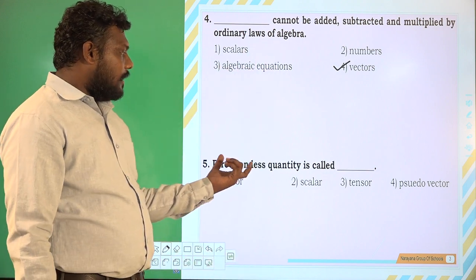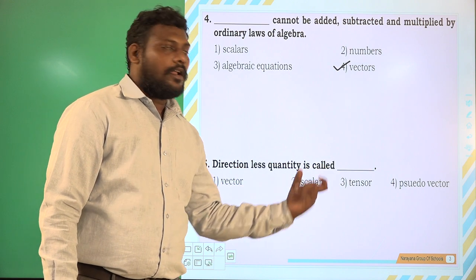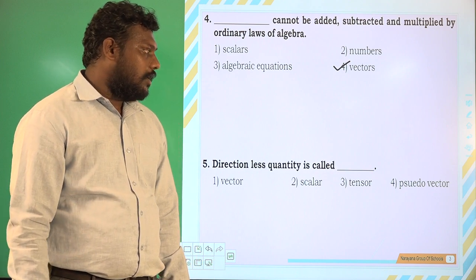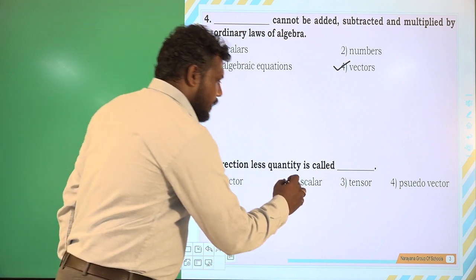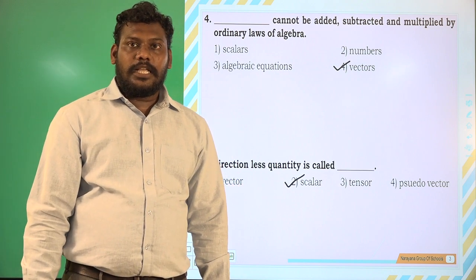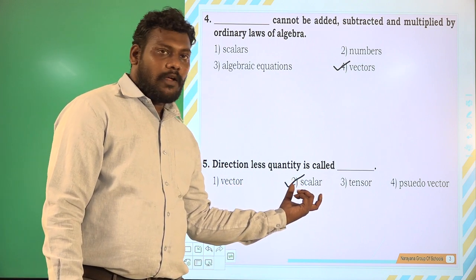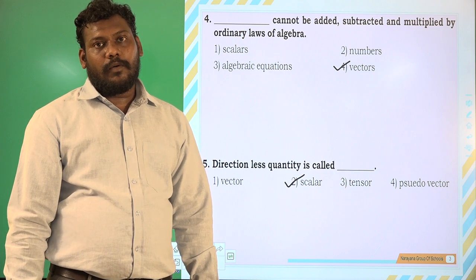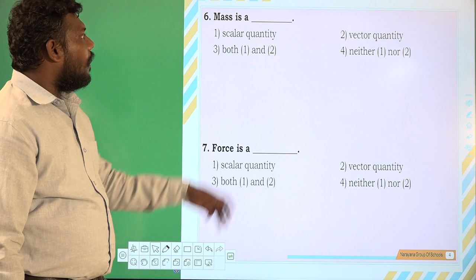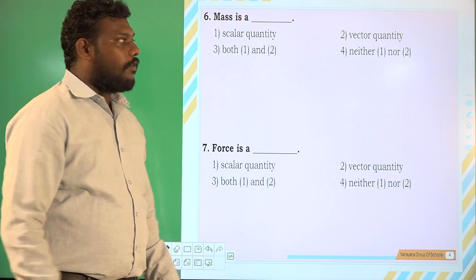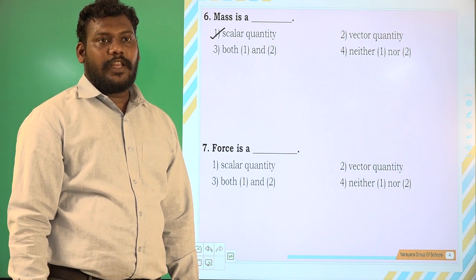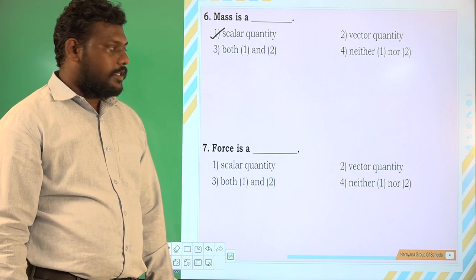Okay. Next, a directionless quantity is called. The quantity which doesn't need any direction, a directionless quantity, is a scalar quantity. Why? Because a scalar quantity needs only magnitude. Okay, right? Mass is an example of a scalar quantity. Why? Because for specifying mass we need only magnitude, no direction.